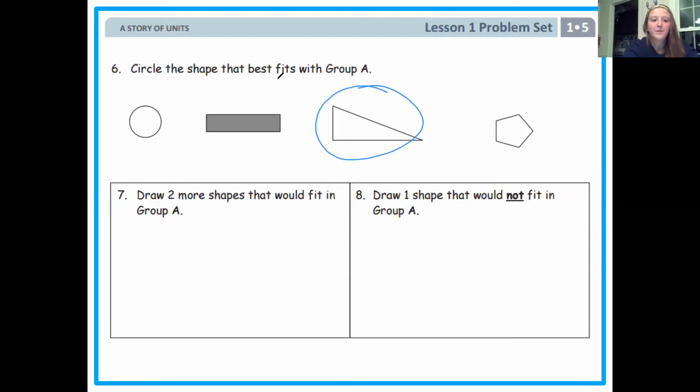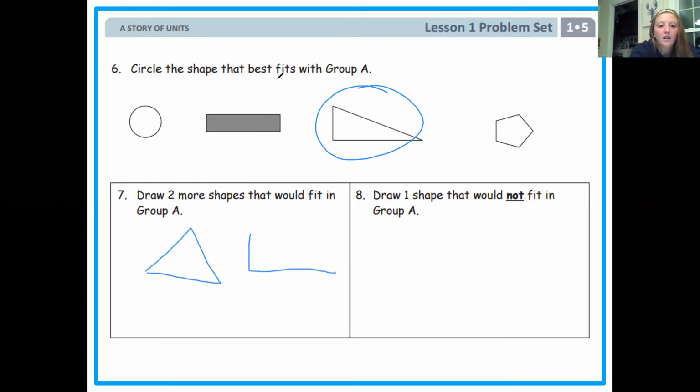So now it says draw 2 more shapes that would fit in group A. Well, I know they need 3 sides, 3 corners. Draw them. And over here, draw on your paper 1 shape that would not fit with group A. 3 straight sides, 3 corners. Think about it. Pause the video if you need more time, and I'm going to draw what I thought of. So group A, this would fit, and this would fit. Would not fit? Well, a square would not fit because it doesn't have 3 sides, 3 corners.